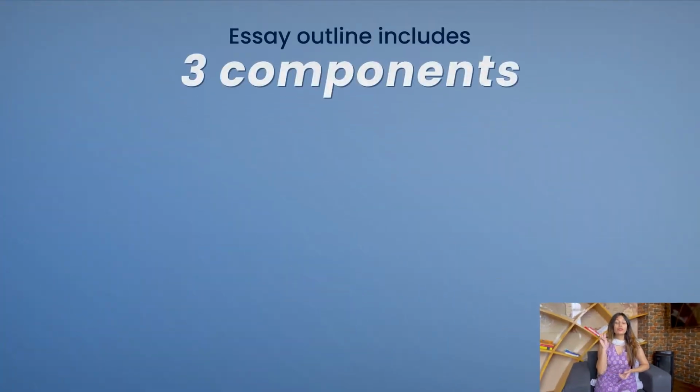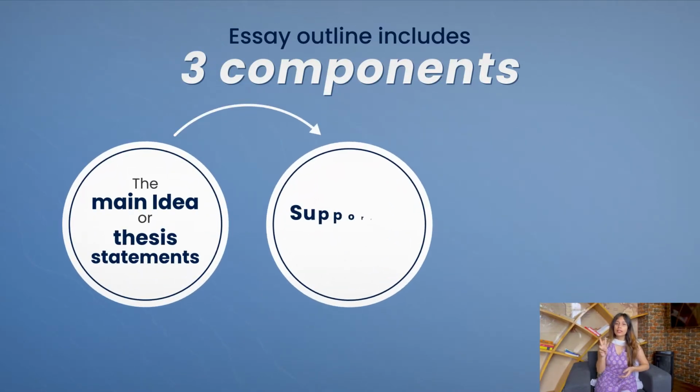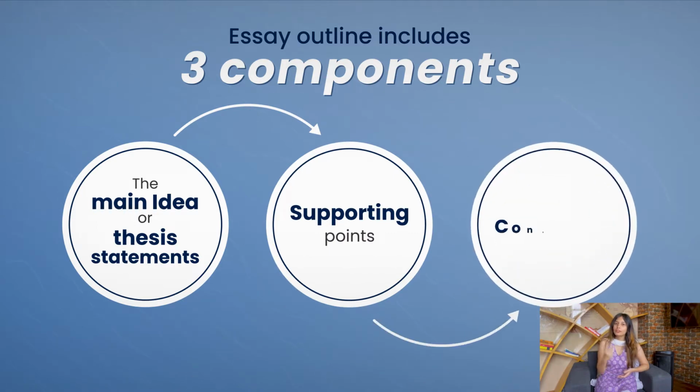Now, what does an essay outline include? An essay outline includes three components. First, the main idea or a thesis statement. Second, supporting points. And third, conclusion.